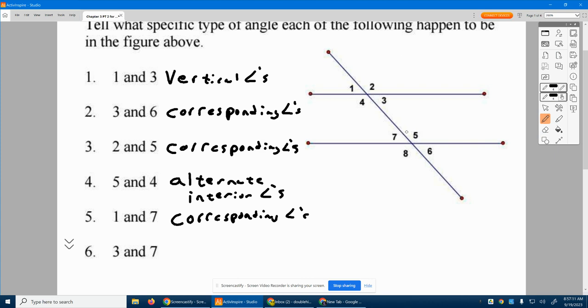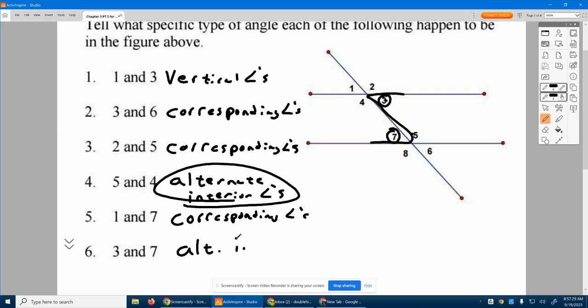And finally, what do we have? 3 and 7. 3 and 7. I thought we'd get some consecutive interiors, but we didn't. Consecutive interiors would be 3 and 5. They give us 3 and 7, which again, Z-meister is what you and I like to say, but the technical name is right here, alternate interior angles.